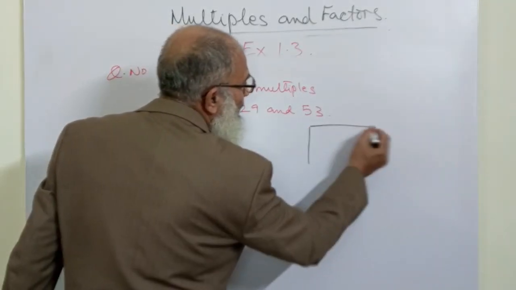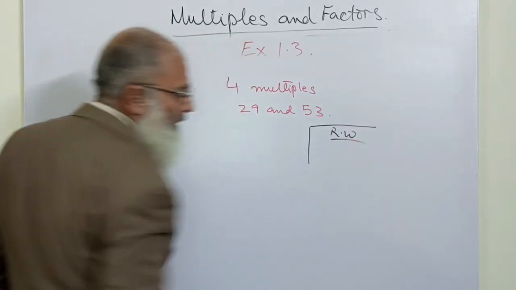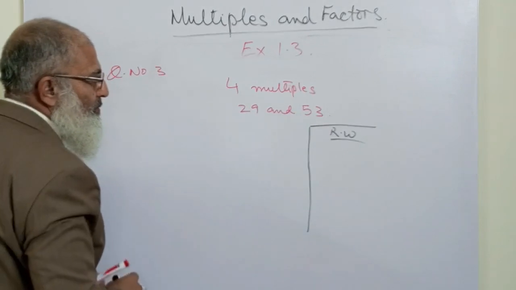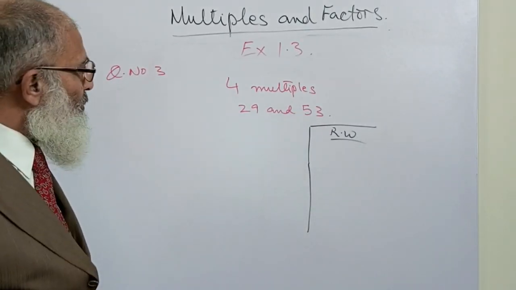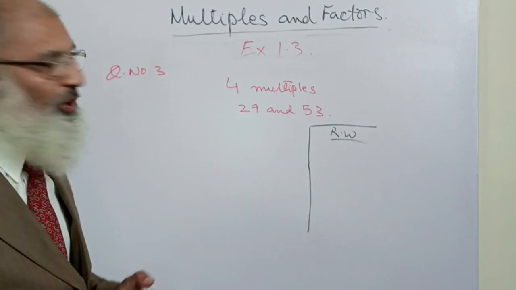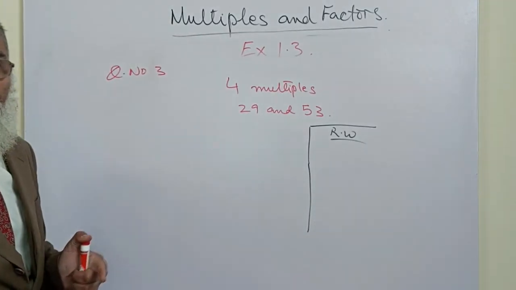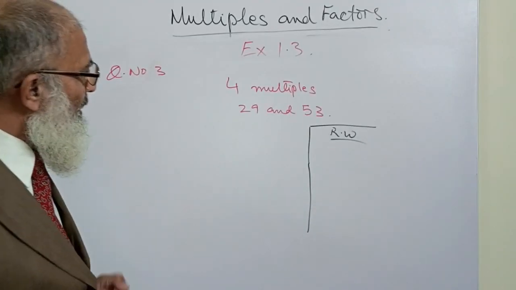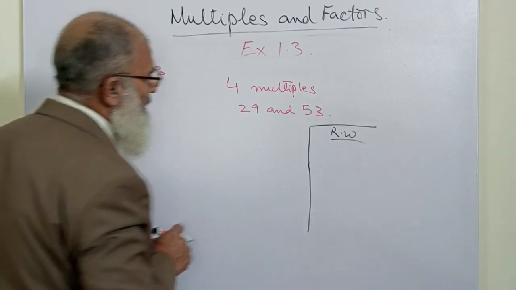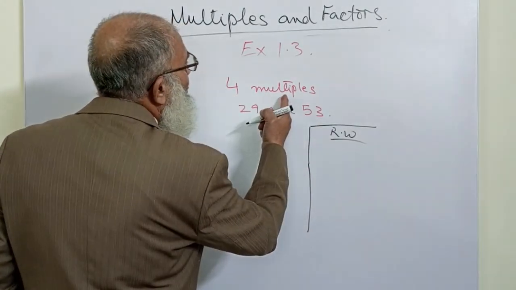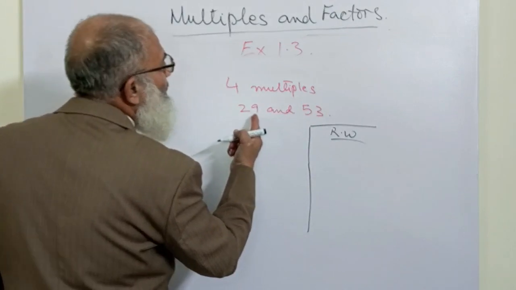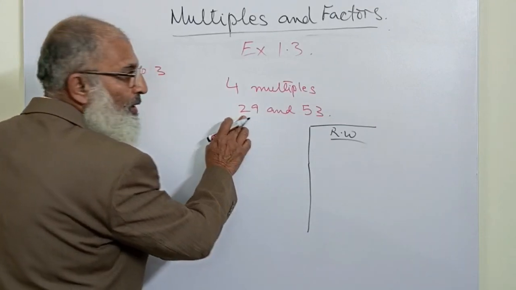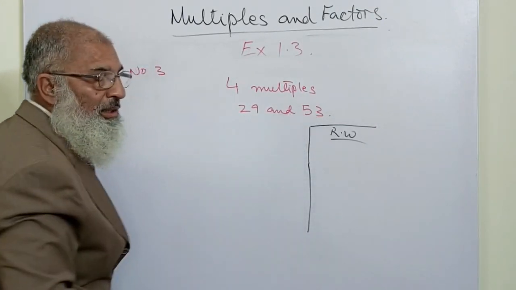In the rough work, you can also write here, because as far as I know, there are some questions where you are given access to the calculator, and in some questions access to the calculator is denied. So I have to find the multiples which are between 29 and 53. That means it should be more than 29 and less than 53.